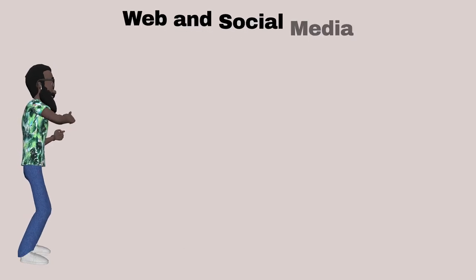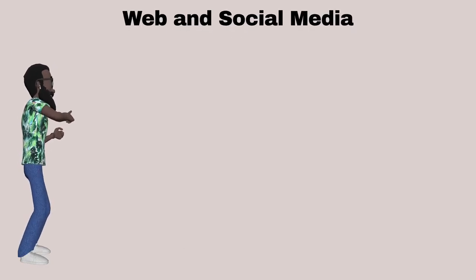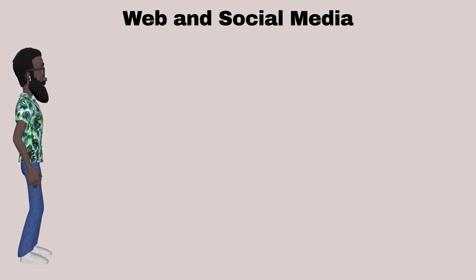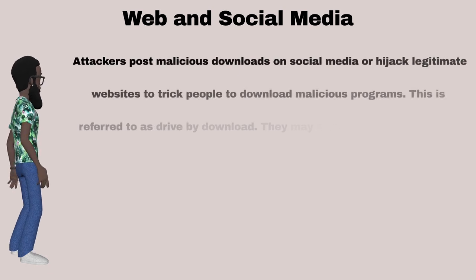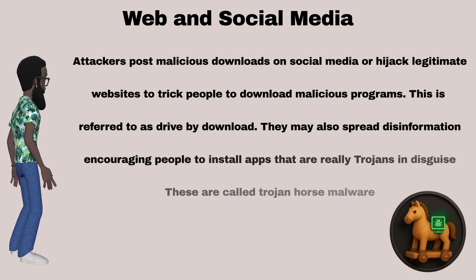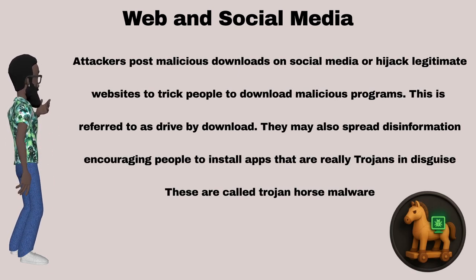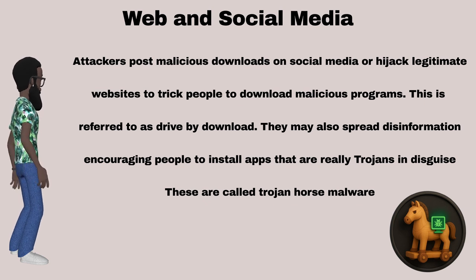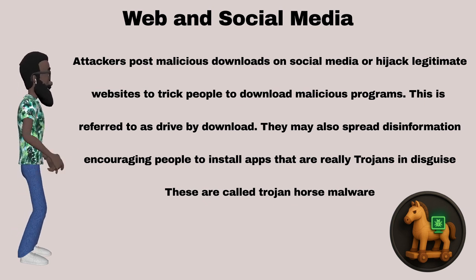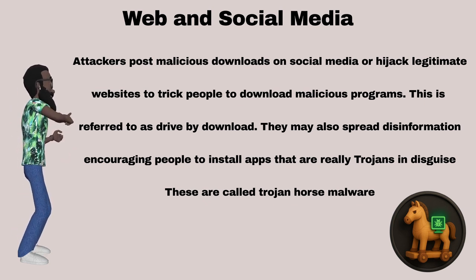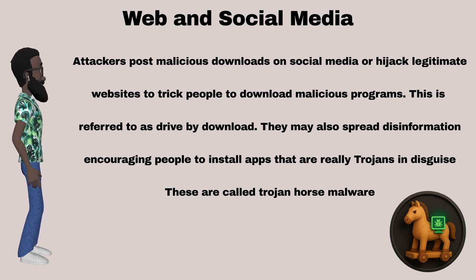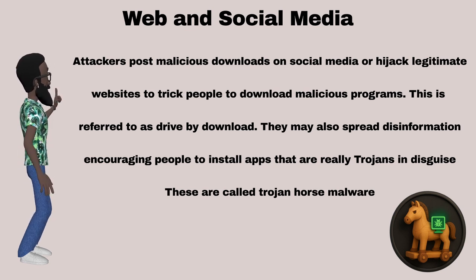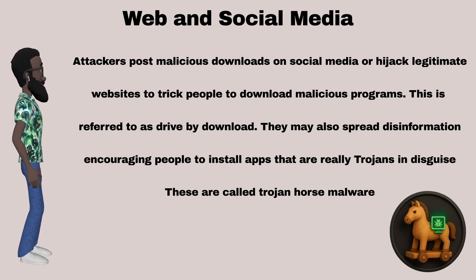The last type of vector is web and social media. Attackers post malicious downloads on social media or hijack legitimate websites to trick people into downloading malicious programs. This is referred to as a drive-by download. They may also spread disinformation, encouraging people to install apps that are really Trojans in disguise. These are called Trojan horse malware.